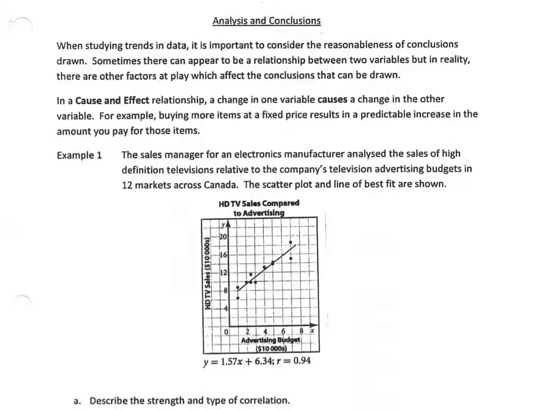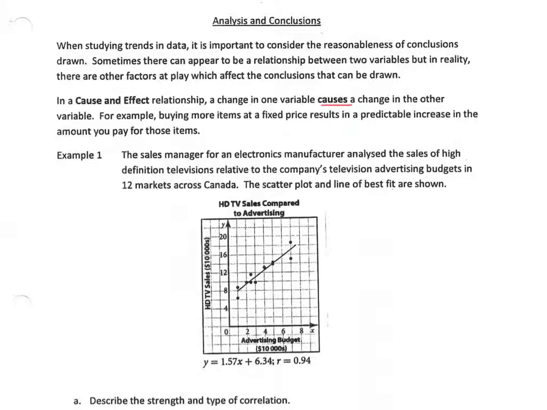In a cause and effect relationship, a change in one variable causes a change in the other variable. For example, buying more items at a fixed price results in a predictable increase in the amount you pay for those items. In our first example, we have a graph which shows the sales of high-definition televisions measured in $10,000s of dollars compared to the advertising budget for an electronics manufacturer.